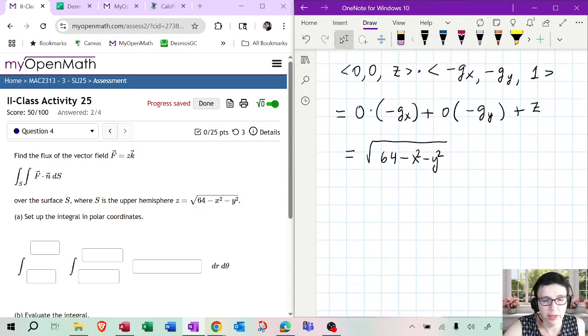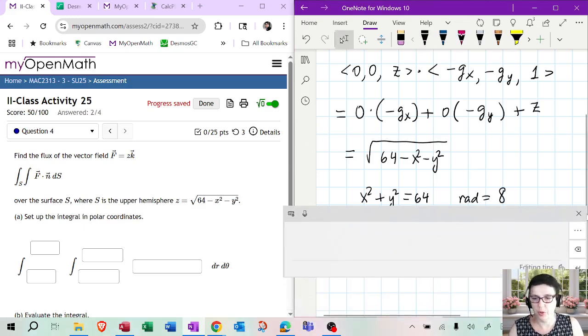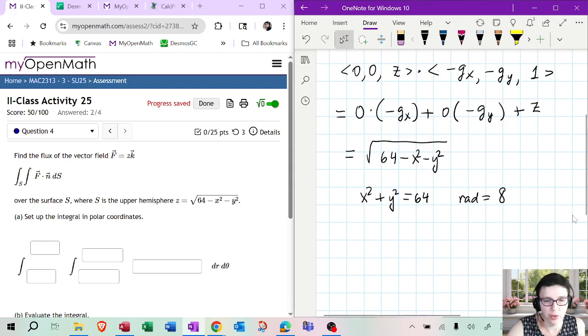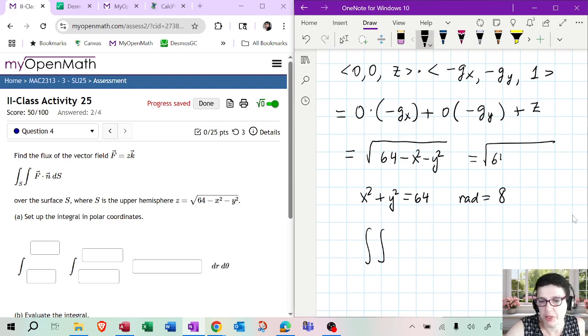Now, over what? Well, the projection of a hemisphere on the xy plane is just a circle. And the fact that it's 64 means you have a circle x squared plus y squared equals 64 that has a radius of 8. So we just have to set up this integral in polar coordinates of this square root. What happens when we switch to polar coordinates? Think of this as 64 minus r squared, because in polar coordinates, x squared plus y squared is r squared.